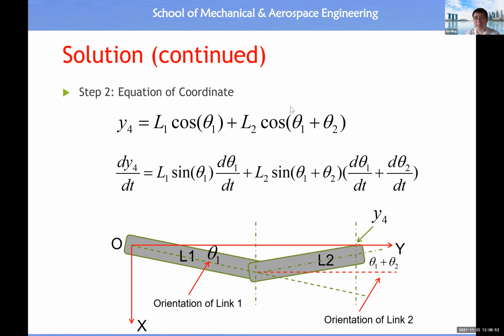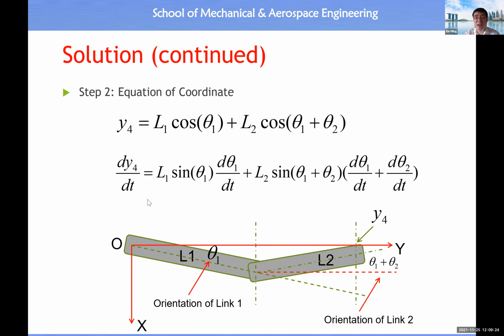And the result is the sum of these two. So the contribution to the y coordinate by link 1 is equal to L1 times cosine θ1. The contribution to the y coordinate by link 2 should be equal to link length L2 times cosine (θ1 plus θ2). All right. Then from this relationship, we can compute the relationship among the variation of y, θ1, θ2.